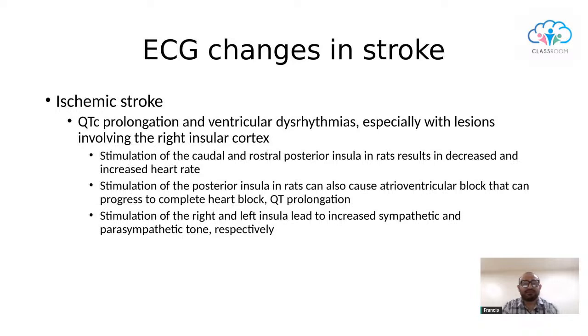There are certain characteristic ECG changes that are seen in strokes, and in ischemic strokes especially, you will see QT prolongation and ventricular dysrhythmias, especially in lesions involving the right insular cortex. In various animal experiments, it has been shown that stimulation of the caudal and rostral posterior insula decrease and increase heart rate, respectively. Stimulation of the posterior insula caused AV block that progressed to complete heart block. It also caused QT prolongation, and stimulation of the right and left insula leads to increased sympathetic and parasympathetic tone, respectively.